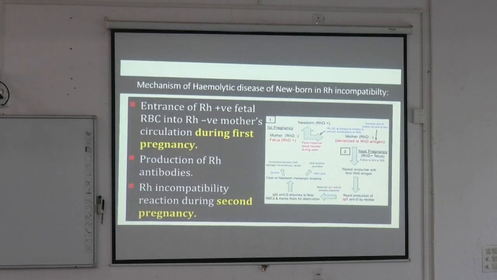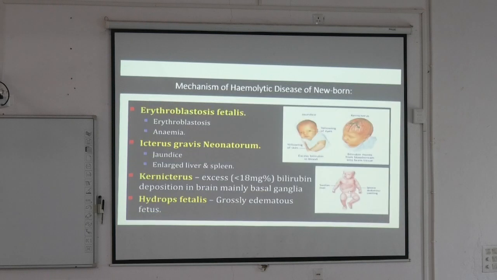So the mechanism of hemolytic disease of newborn in Rh incompatibility, as I said earlier: entry of Rh positive fetal RBC into the Rh negative mother's circulation during the first pregnancy. The sensitization occurred, antigenic stimulation occurred, the memory is captured by the T helper cell, production of Rh antibodies. Rh incompatibility reaction occurs during the second pregnancy. Okay. The rapid production of IgG anti-D by the mother. Fetus Rh D positive, mother Rh D negative. Okay. So this is the mechanism of hemolytic disease of newborn.